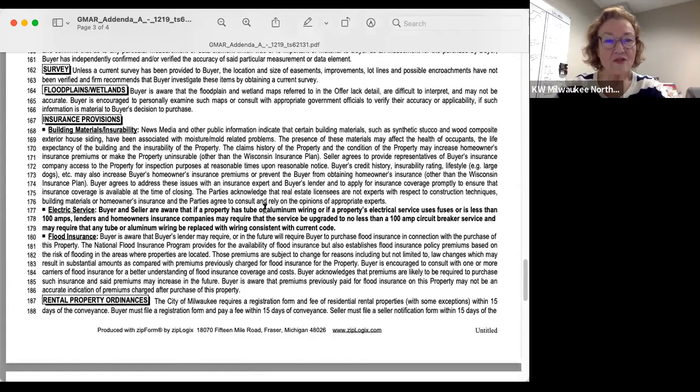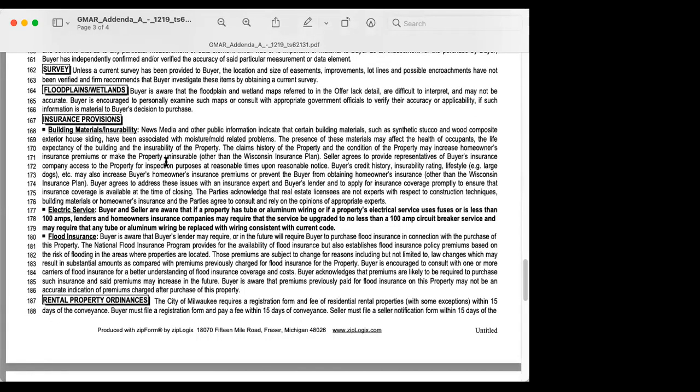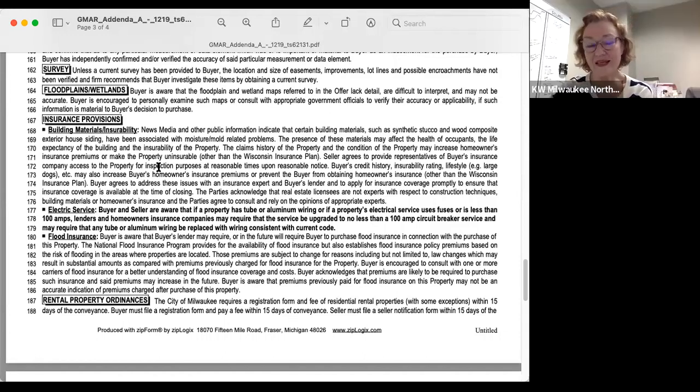So now they get into the whole point about insurance provisions. And again, very important. That's why this Addendum A is very important to attach to your offers, whether you're writing single family or condominium offers, because there is so much packed in here. And a lot of it is stuff that sometimes agents don't want to deal with. But it is important to understand the building materials and insurability.